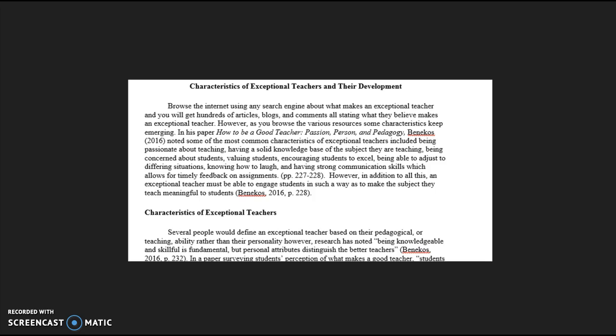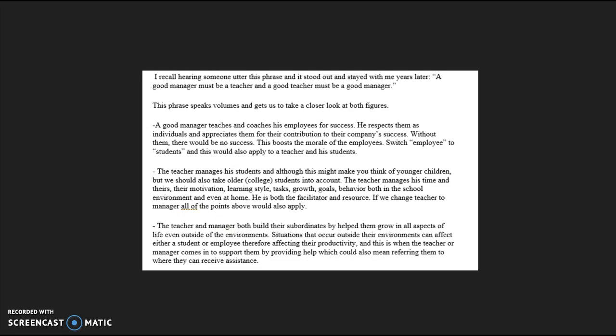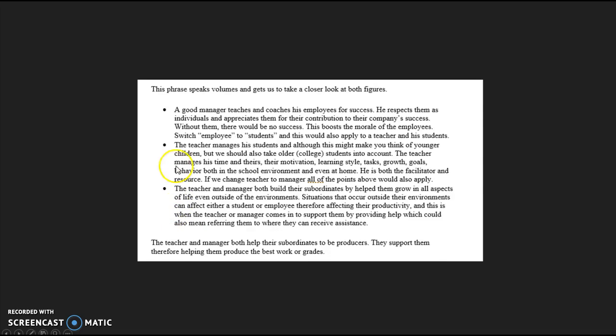Now, let's talk about headings and subheadings within the main body of your report. Here's the heading. Here's the first subheading, characteristics of exceptional teachers. And within that subheading, they said they have 3 separate items, and they make them stand out with hyphens. Notice all the spacing is uniform. Instead of hyphens, they could have used bullet points. It doesn't make any difference.